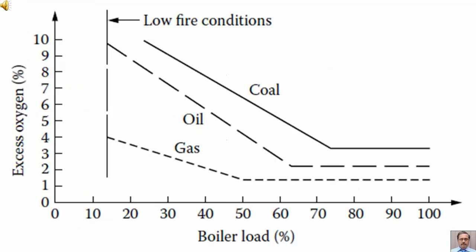The same diagram as shown in the previous slide, but a little bigger in size for your reference. In this slide you can see that coal requires the maximum amount of excess oxygen. The gas requires the minimum excess oxygen.